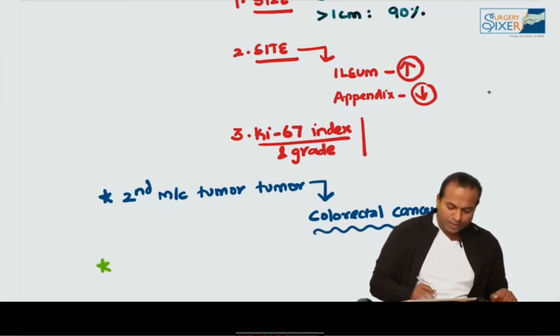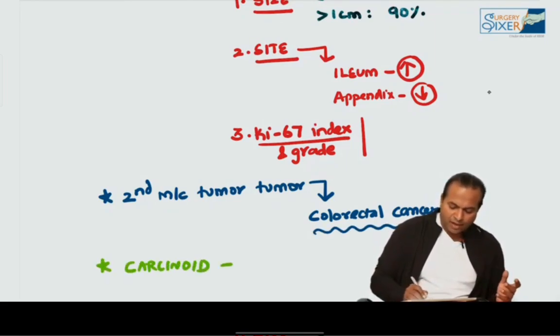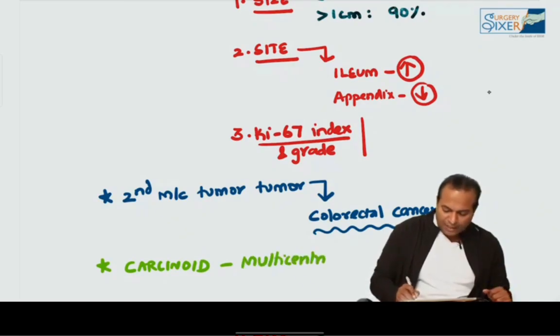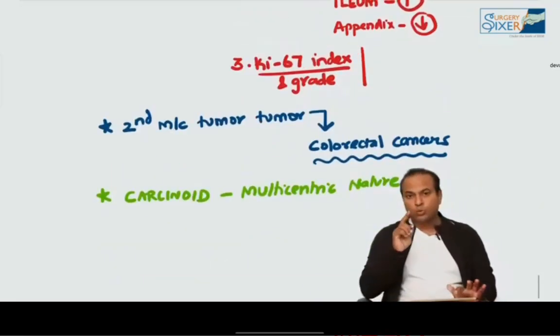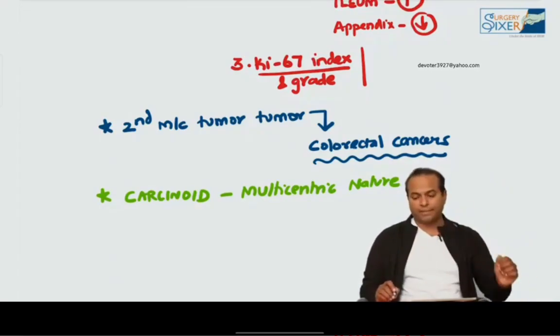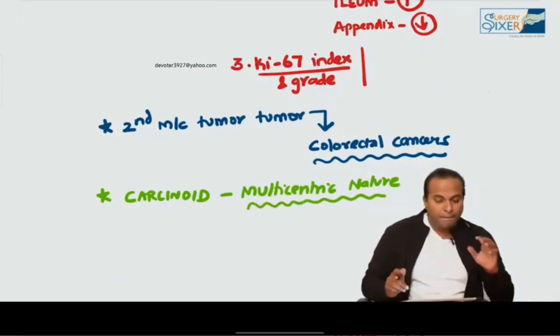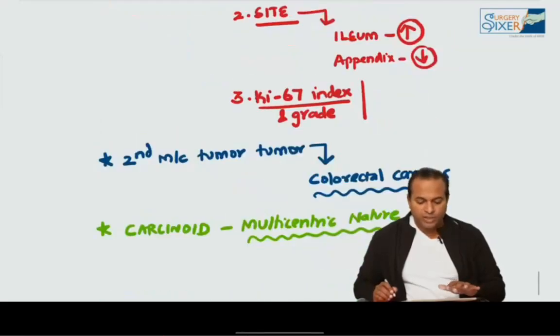And another interesting point is carcinoid tumors are many times multicentric, not always. They are many times multicentric in nature. So even if you find a carcinoid tumor in one place, you should search for the multicentric nature. Carcinoid tumor can be multicentric in nature. Please don't forget this point also. So these are the MCQ points from carcinoid tumor.